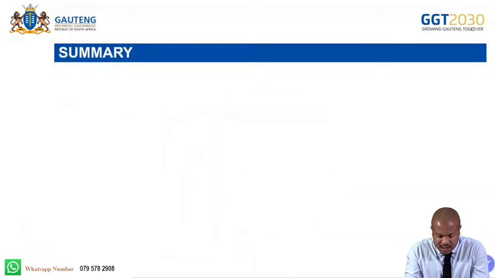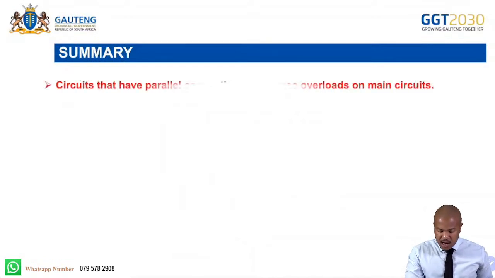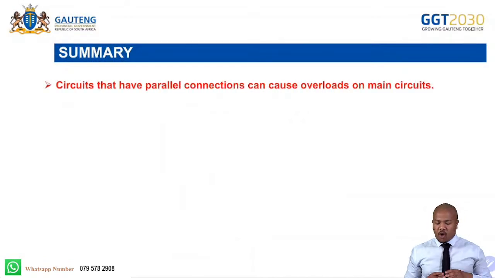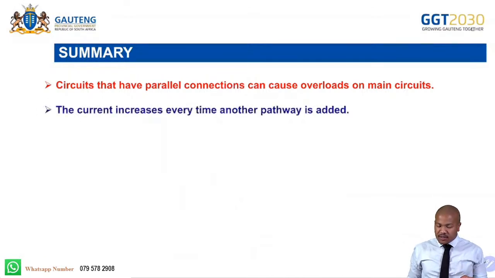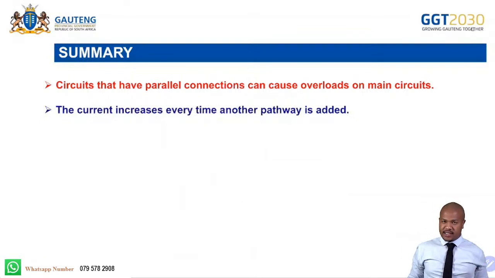So now let's summarize what we have learned for today. Today we were talking about safety with electricity and dwelling more on the safety practices. We said that parallel connections can cause overloads on the main circuit. As they cause the overload on the main circuit, the current increases.